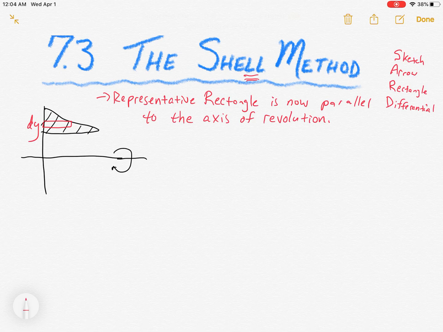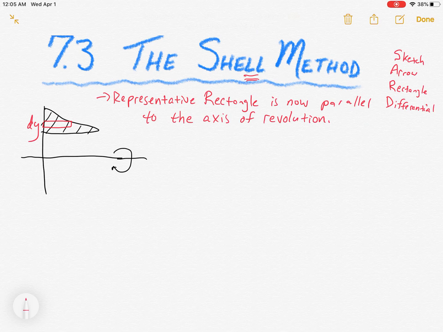So the idea of the shell method is, if you imagine this rectangle spinning around, it would be a small, thin layer of a cylinder, like a shell of a cylinder. And so that's where the name comes from.